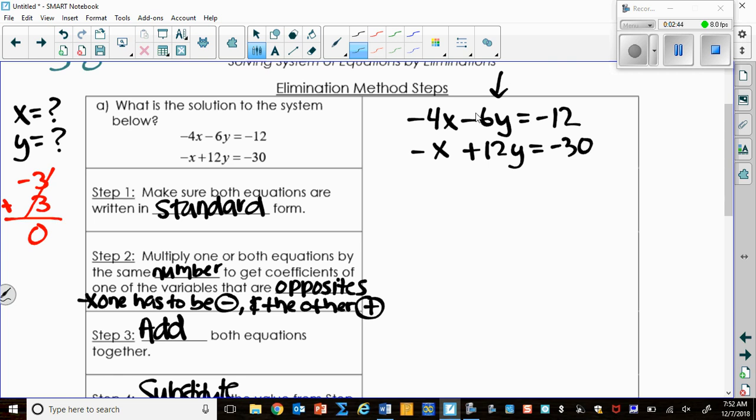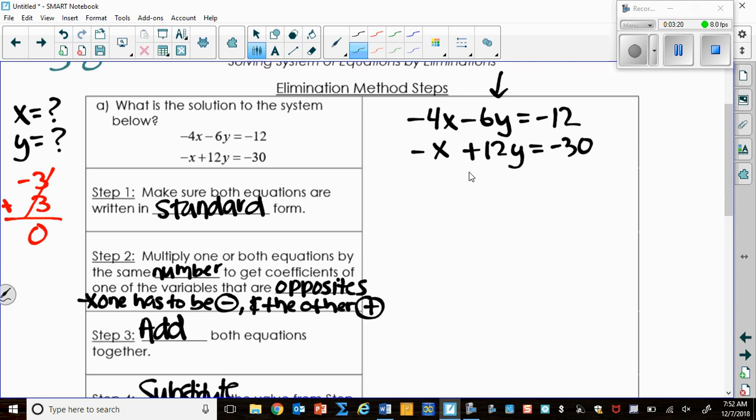This number is already negative. That means I just have to multiply this equation by one number so that I can get the inverse of 12y. Because I want something like negative 3 plus 3, I want the opposite. So the number I need to multiply this equation by is positive 2, because if I multiply by positive 2, I will get negative 12y, and that will help me cancel out, or eliminate, the variable. Remember, the whole goal of this first step is to eliminate.